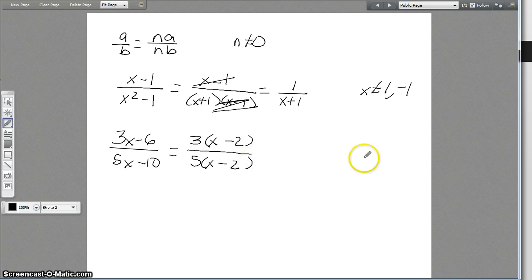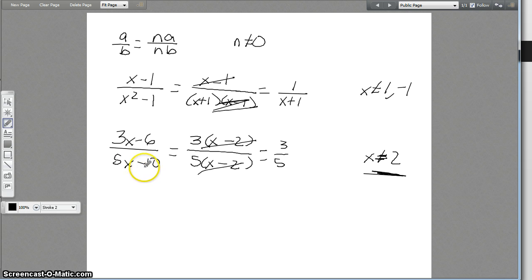Now looking at this, you can see immediately that x cannot equal 2. Because if x equals 2, our denominator is going to be 0. So now we can divide both our numerator and our denominator by x minus 2, because that is a common term in both the numerator and the denominator. And so we end up with the fraction 3/5. But still, x cannot equal 2, because if x equals 2 and we plug that into our original equation, we will end up dividing by 0, which is not allowed.